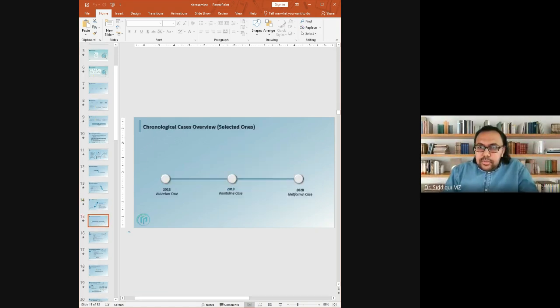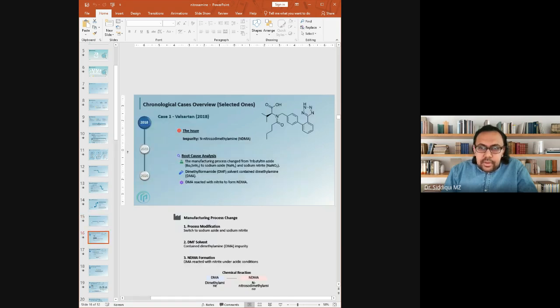So these are the three cases that I have chosen. Why? Because these are three different cases. The first one was the famous valsartan case, which was the first time the nitrosamine issue was raised. So in the valsartan crisis, what happened?